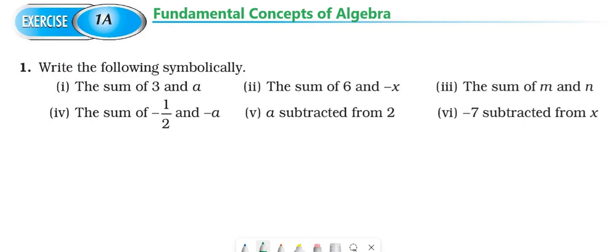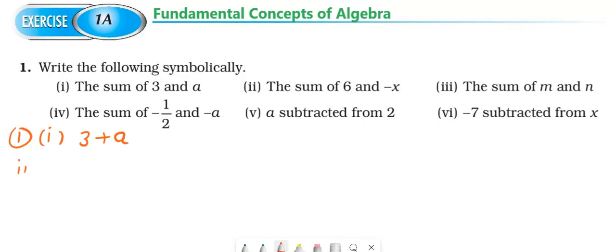This is the chapter Fundamental Concept of Algebra. Here we will start all the questions from beginning to end. So this is the exercise 1A of the chapter. See, question number 1, the first part. The sum of 3 and A would be 3 plus A.